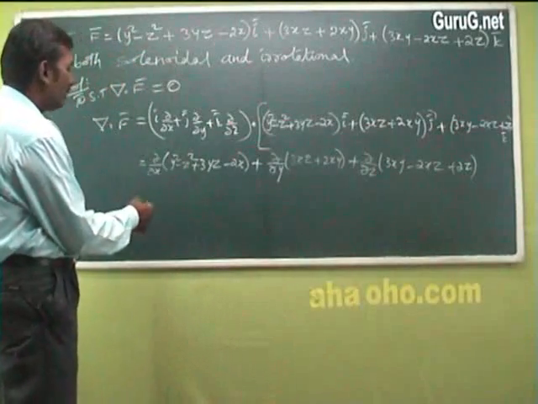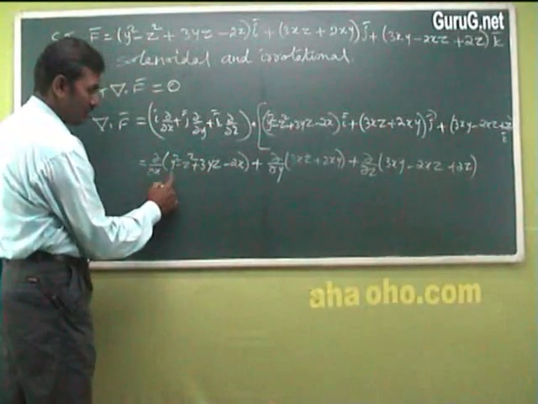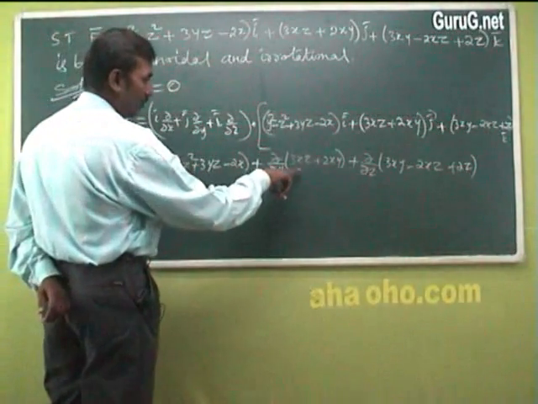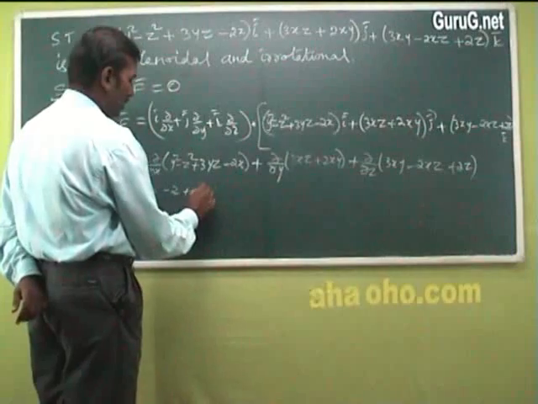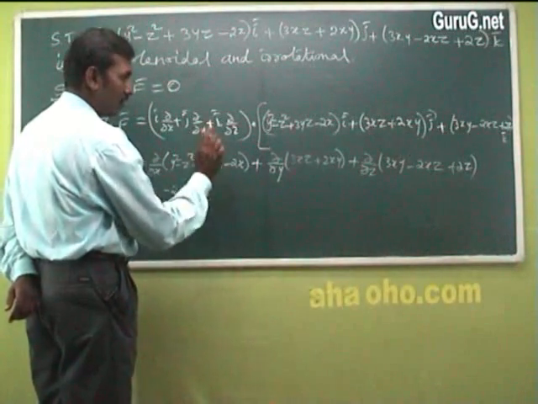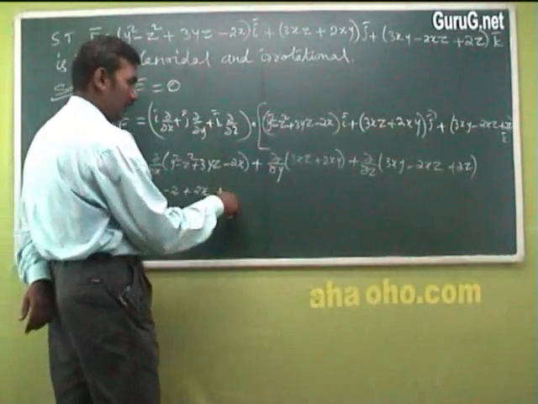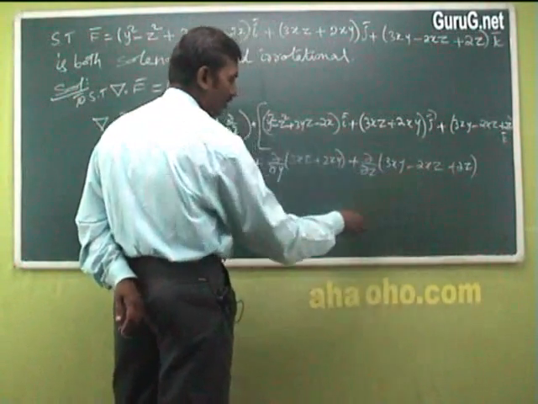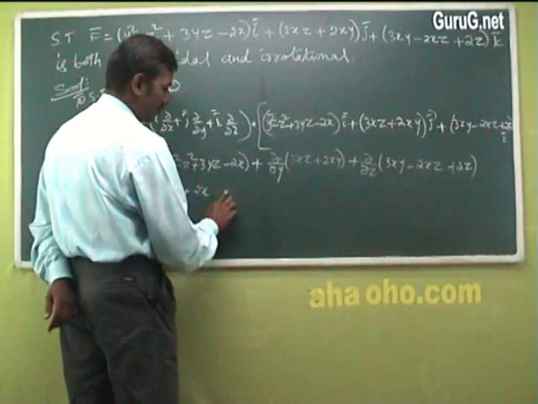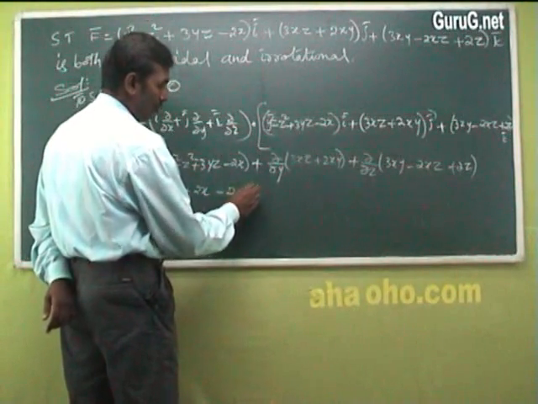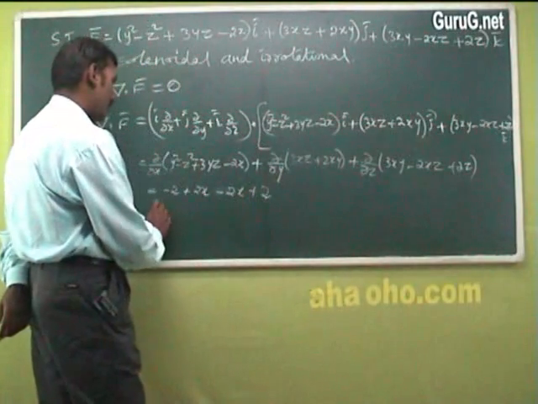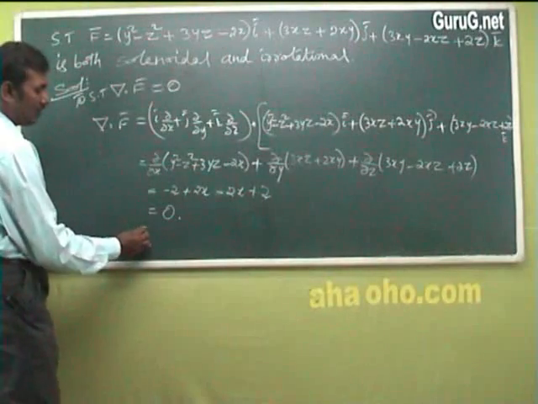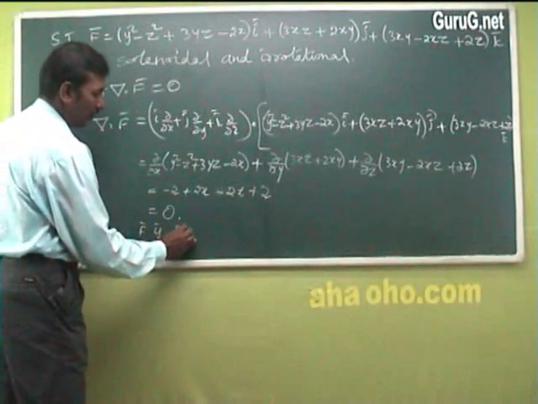So differentiate with respect to x, so minus 2, and plus you differentiate with respect to y, so plus 2x, then plus you differentiate with respect to z, this is 0, then minus 2x plus 2. So this is equal to 0. So therefore F vector is solenoidal.